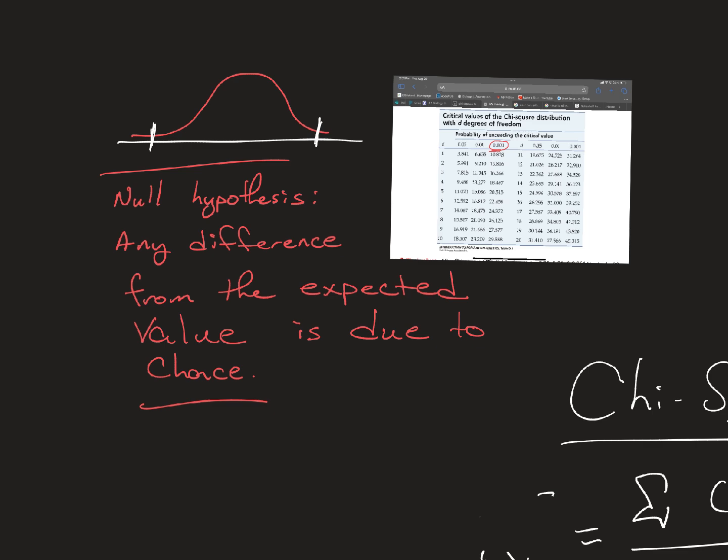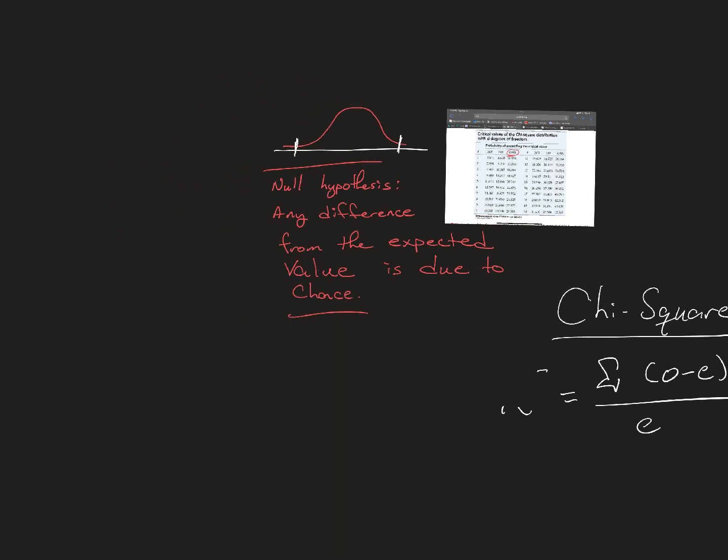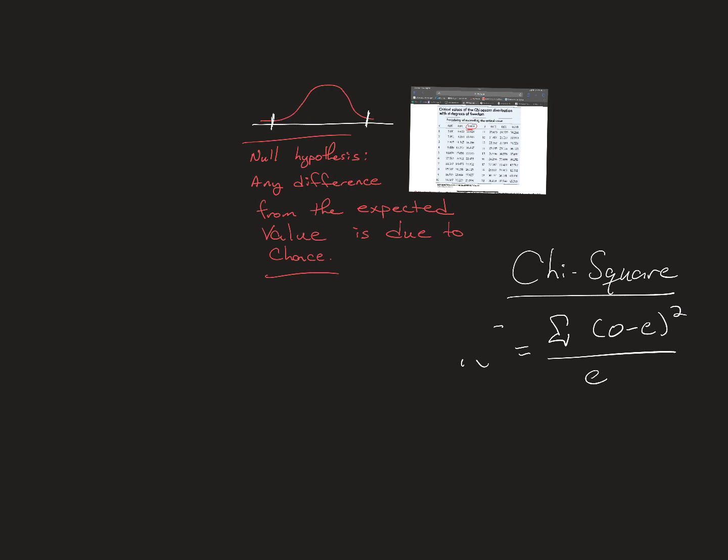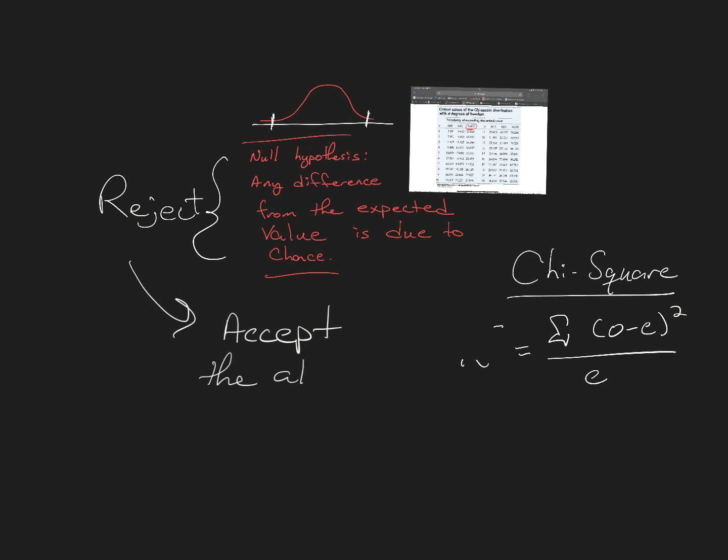Yeah, it is. In fact, rejecting the null hypothesis by definition means that the difference is significant, and it's not due to chance. When you reject the null hypothesis, it means you accept the alternative, which means there is a significant difference. Either there is or there isn't.